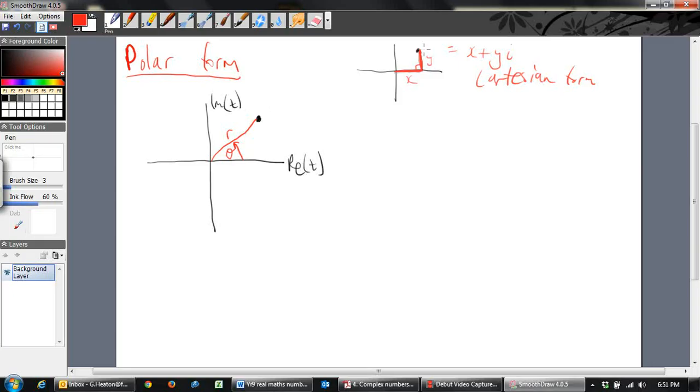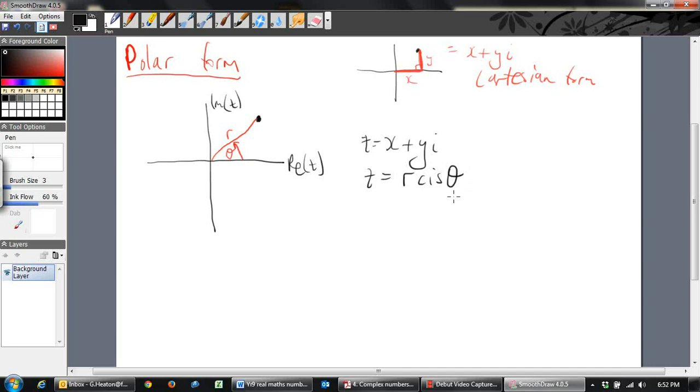So instead of going across and up to find a point, this one we're going around by an angle to some point and then going out by some radius to find that point in the plane, and we call this polar form. Okay, and if we have some z, which is x plus yi, to change that into polar form, basically, then we have z is equal to r cis theta.